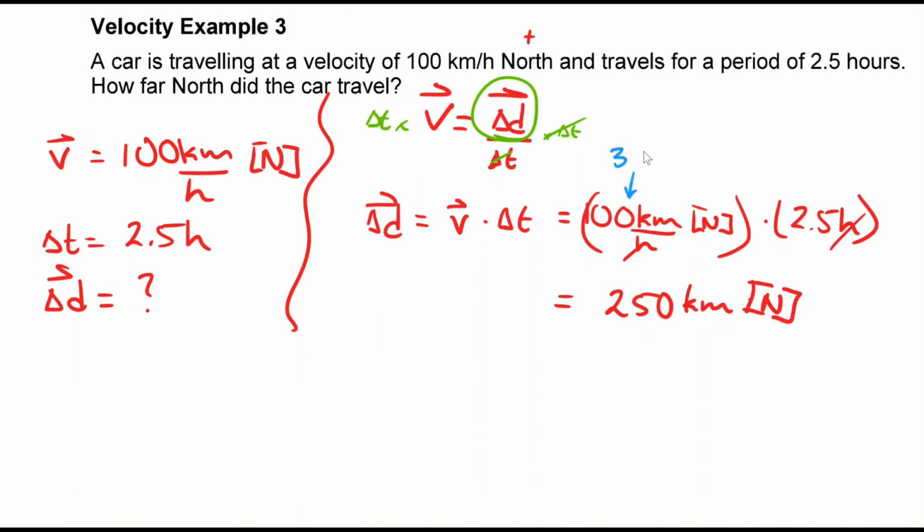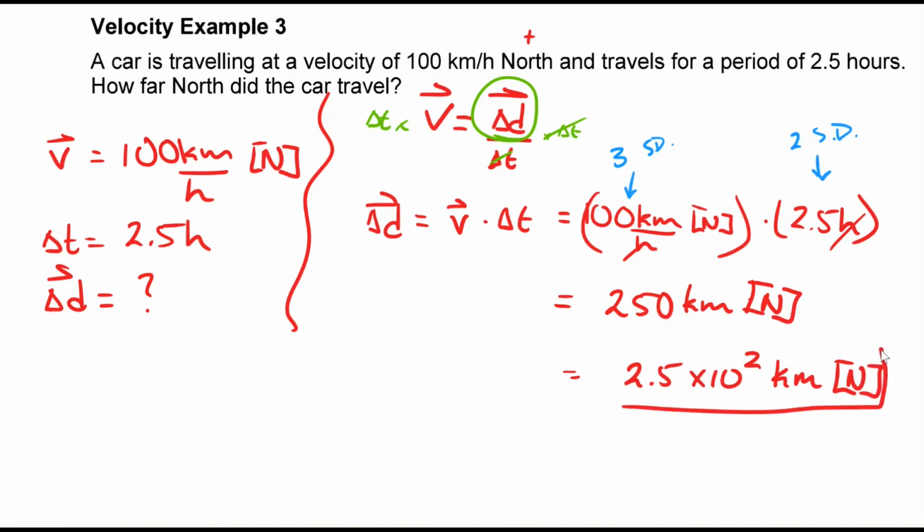This thing has 3 significant digits. This thing has 2 significant digits, and we need the fewest number of significant digits when we're multiplying and dividing. So the answer here is going to be 2.5 times 10 to the 2 kilometers north. Perfect. Ooh, that was better. It's sad that I said that that's better, but whatever, that's better.